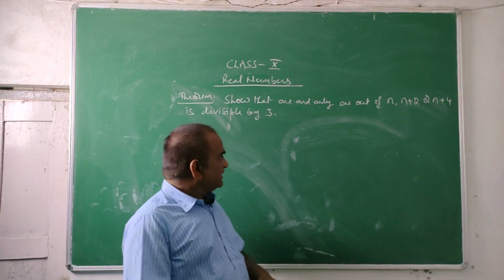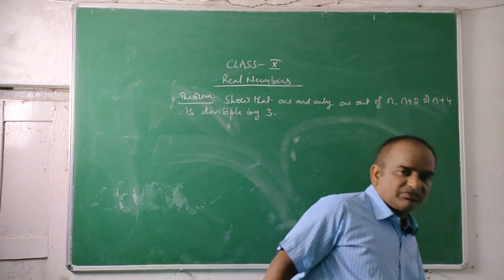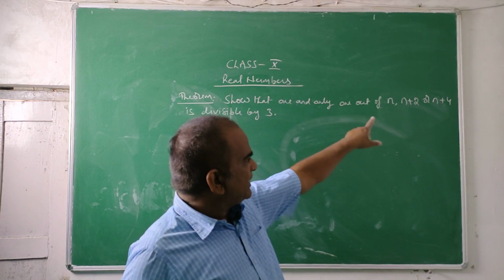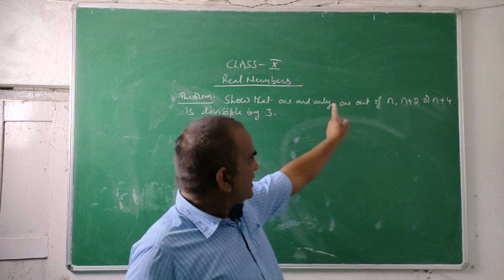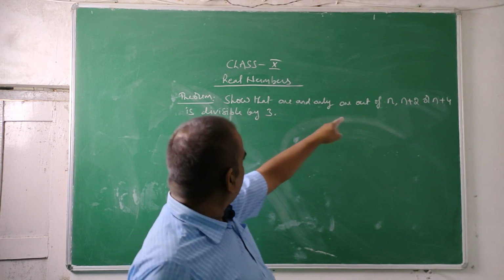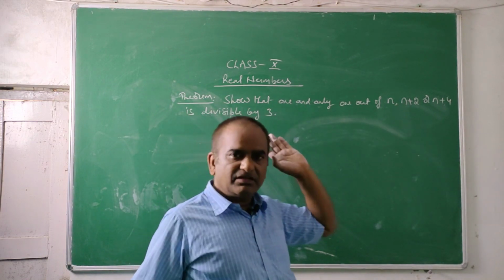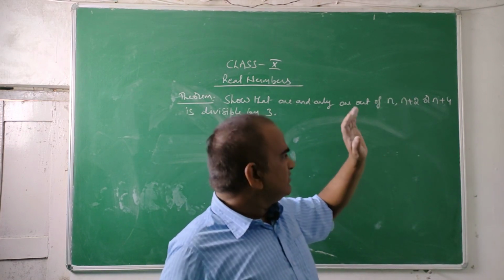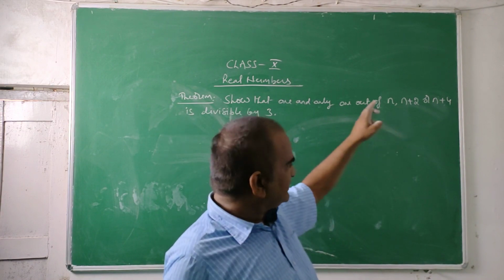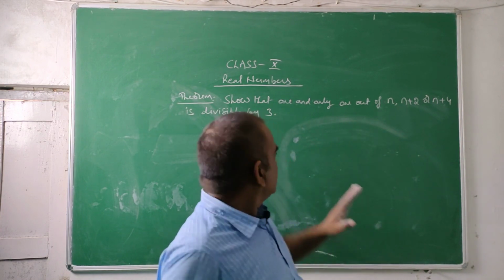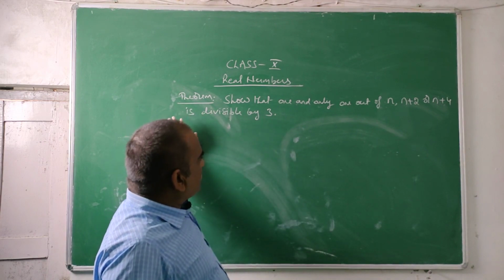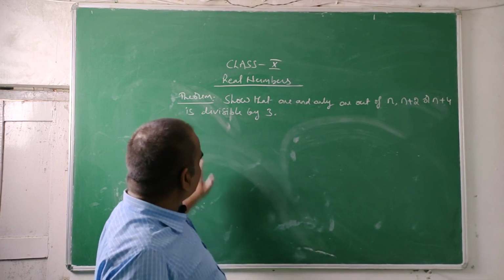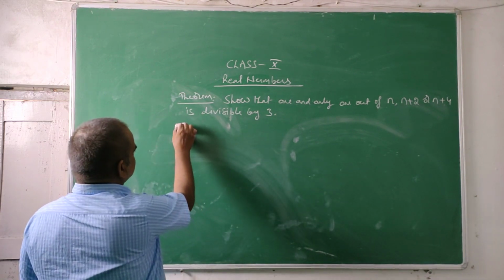So next theorem is we have to show that one and only one out of n, n plus 2 or n plus 4, one and only one out of those three is divisible by 3. That means if n is divisible by 3, the remaining 2 cannot. Similarly, if n plus 2 is divisible by 3, the first and last cannot. Like that. So, show that one and only one out of n, n plus 2 or n plus 4 is divisible by 3. So, we are going to prove that.